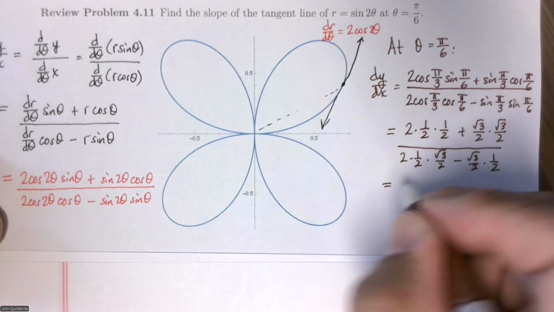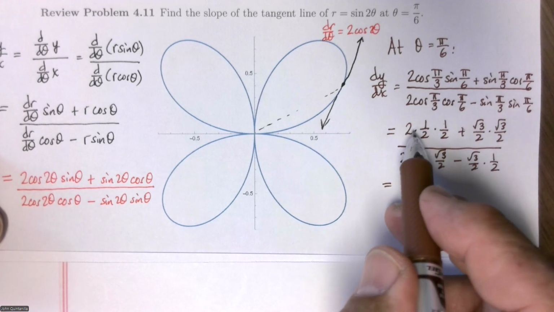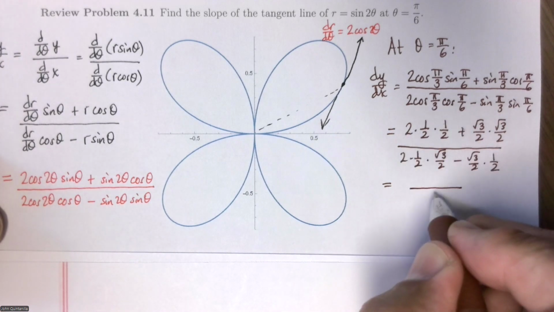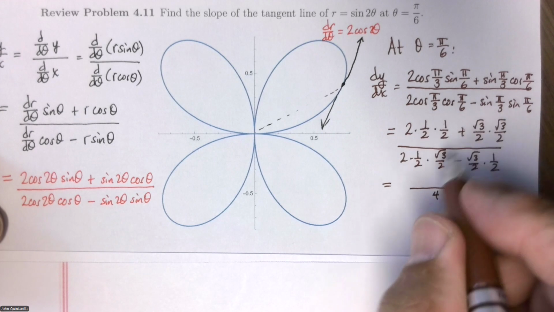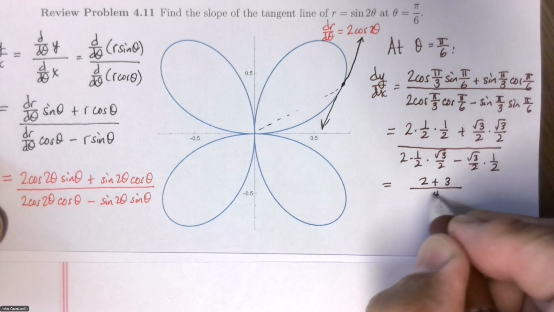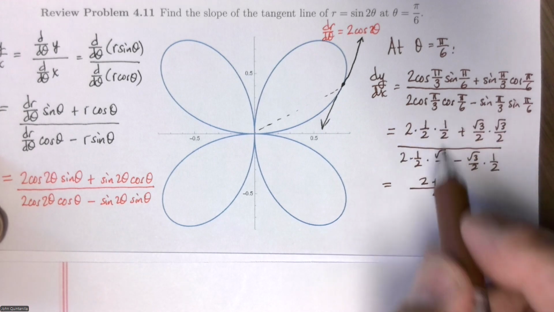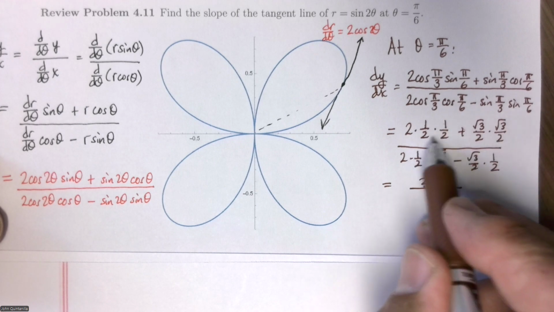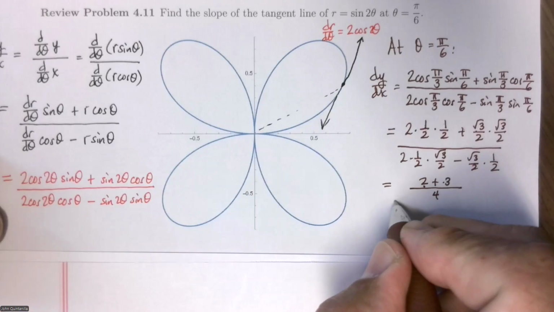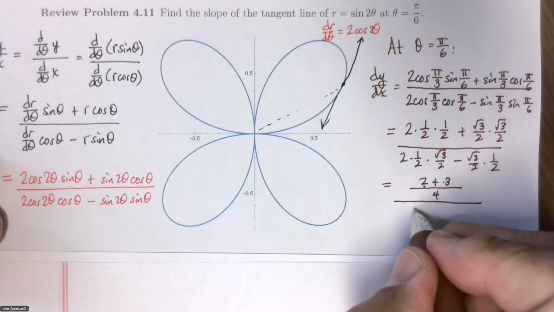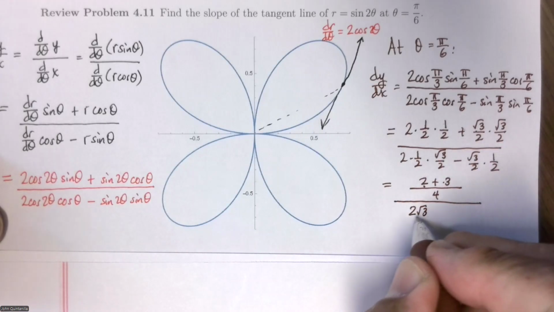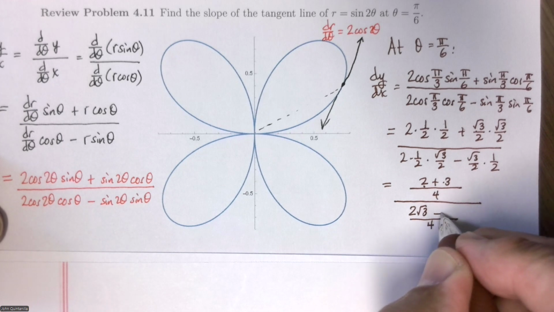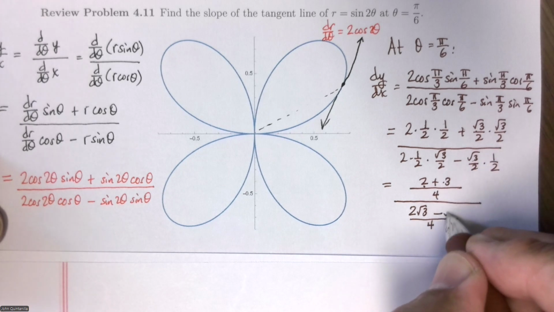1/2. So on the top, if I put everything all over 4, I have 2 plus 3 all over 4. So 2 times 1 times 1 is 2. Then square root of 3 times square root of 3 is 3, all over 2 times 2, which is 4. On the bottom, I have 2 times the square root of 3 over 4 minus the square root of 3 over 4.